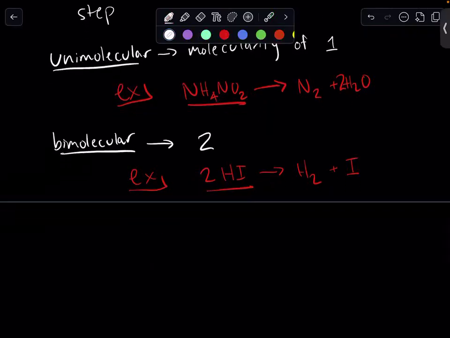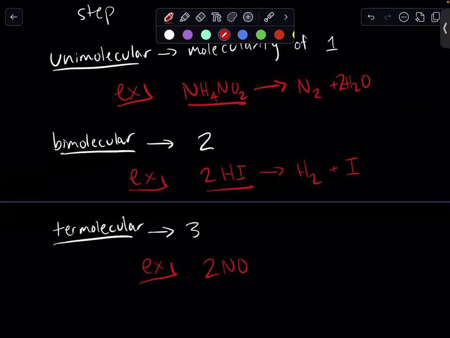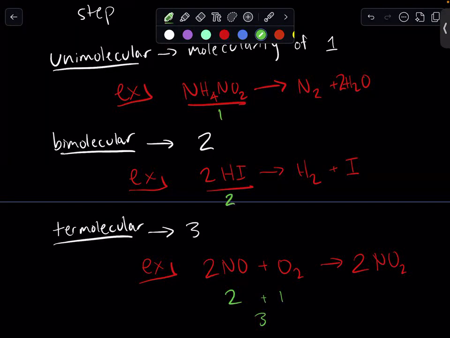We may also have termolecular. You will never have more than three in an elementary step. An example of this might be we take two nitrogen monoxides and we react them with oxygen to get two nitrogen dioxides. And this would be termolecular because you have two plus one for a total of three. That's one molecule, that's two molecules, and that's three molecules.